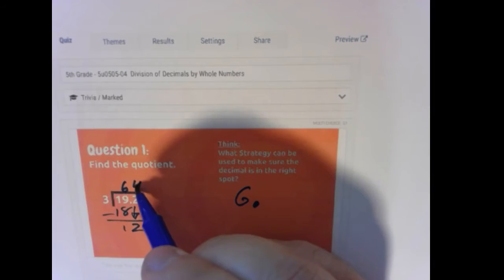3 does not fit into 1, but what if we drop this tenths place over here? So then how many times does 3 fit into 12? It fits in 4 times. 4 times 3 is 12. 12 take away 12 is 0.